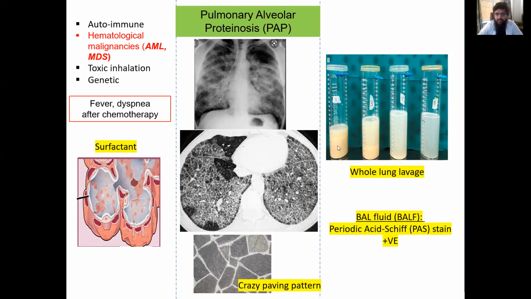The treatment is whole lung lavage, done bronchoscopically and bilaterally, and that is the most important thing for the diagnosis. Then the BAL fluid that comes out is PAS stain positive. We get a whole lung lavage, and this is the treatment, and this makes the underlying diagnosis clear.